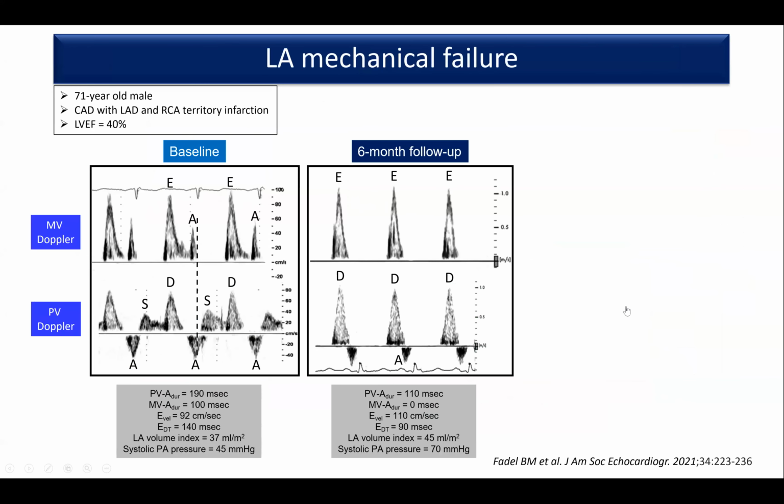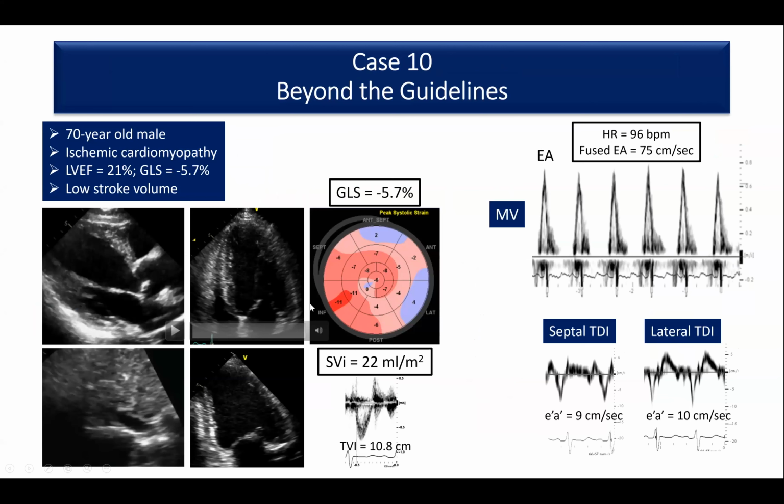Okay, I'm going to skip this one. Let's go a little bit beyond the guidelines. Let's say a 70-year-old male with ischemic cardiomyopathy. As you can tell here, the patient has an ejection fraction of 21%. The GLS is minus 5.7%. The patient has low stroke volume. You can see the TVI is 10.8.